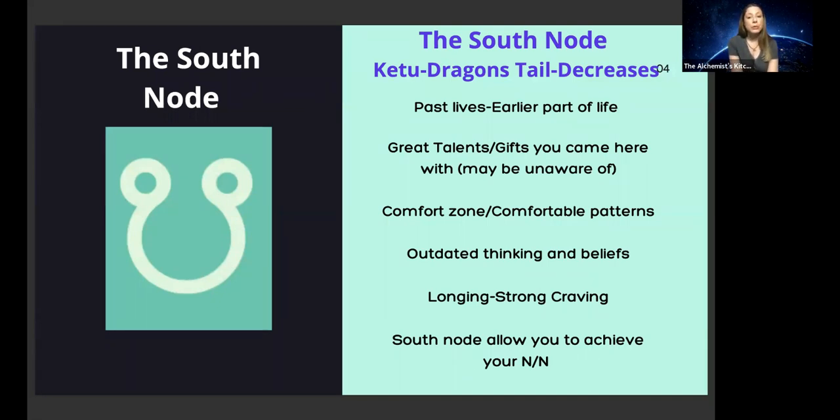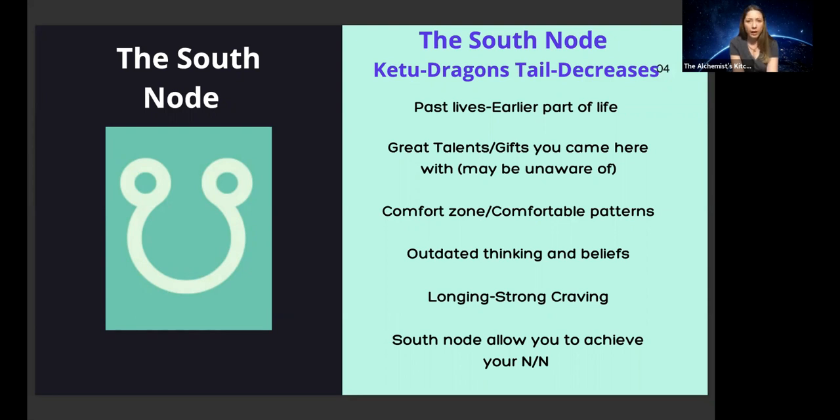The South Node also shows us where we have innate talents, innate gifts that we came into this life with. At the same time, the South Node could also be gifts that we may be unaware of, where we need that north node to activate that awareness. The South Node is about having outdated thinking, outdated beliefs, a perspective or a perception that we are living our life through that just isn't going to work for us anymore if we keep looking at things through that lens.